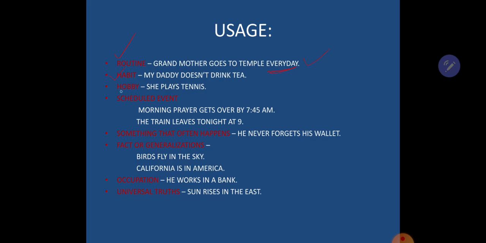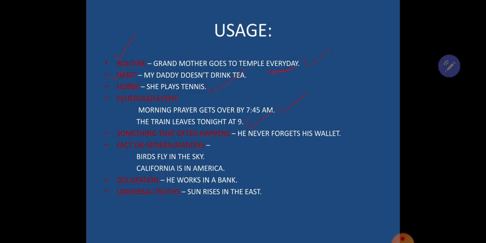Next, it is also used to describe a hobby. She plays tennis. Some scheduled events: morning prayer gets over by 7:45. So, a regular occurrence. The train leaves tonight at 9. Something now next is something that often happens.